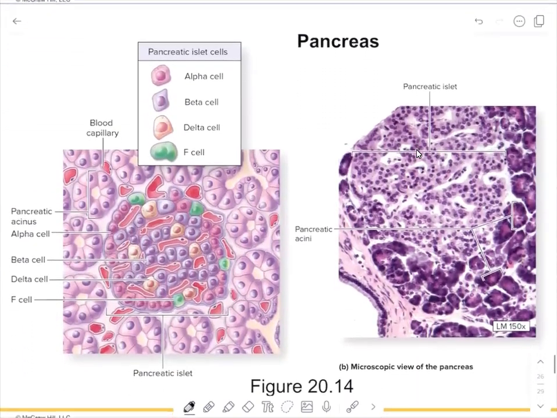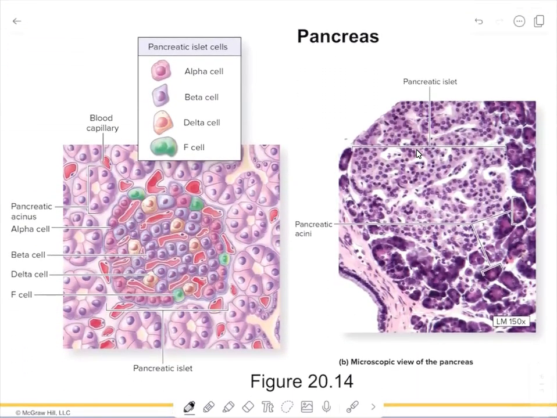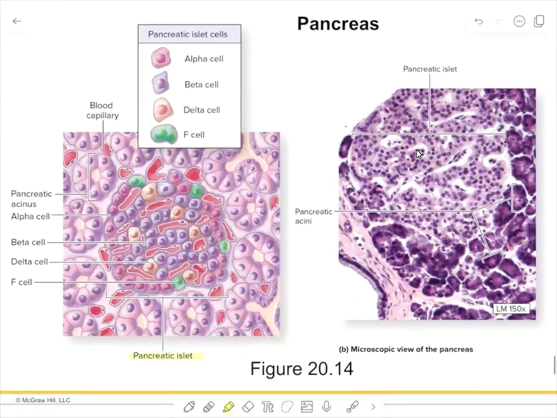If we look at the histology of the pancreas, we can see that the tissue which produces insulin and glucagon is going to look a little different than the rest of the pancreas here. We also can see it shown over here on this diagram. The region of the pancreas that secretes insulin and glucagon is called the pancreatic islets or islets of Langerhans, but we tend to just say islet cells.